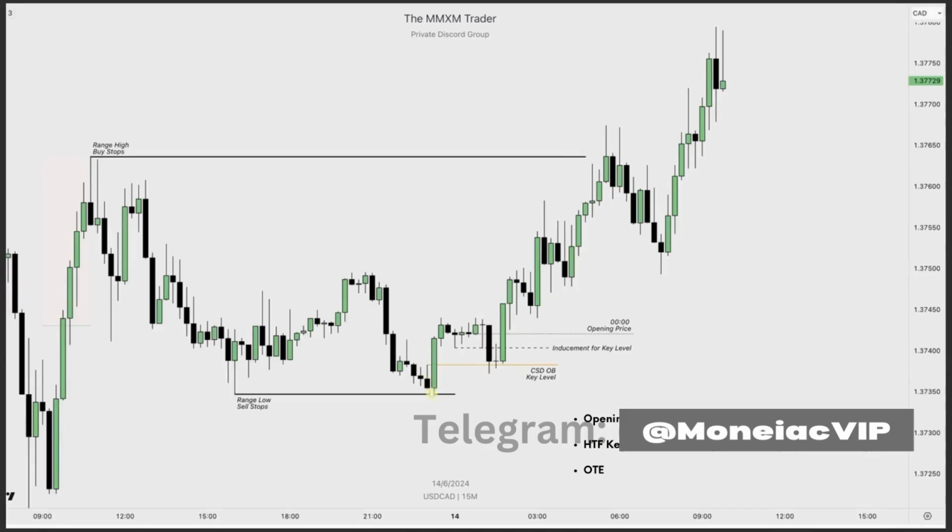Now, we did a little stop hunt here. And why was this stop hunt enough? This was SMT with DXY. So DXY did not take out this range low while USD CAD did, and then it broke up higher, right? Market structure shift over here, then we have a change in the state of delivery, and we can use this order block as a key level.